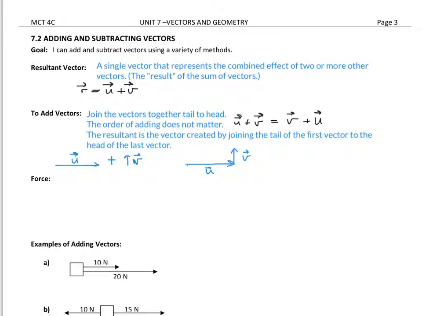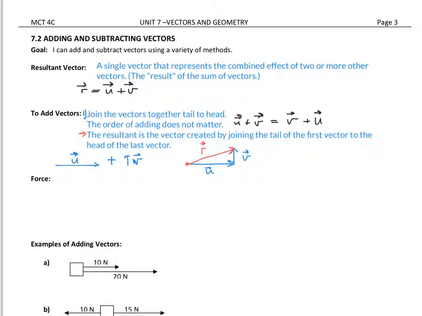So now I've done step one in this instruction here. I've joined my vectors together tail to head. My resultant vector, so right here, the resultant vector is the vector created by joining the tail of the first, so I'm looking at the tail of vector u, to the head of our last vector. So I only had two vectors in this case. I want to join that tail of vector u to the head of vector v. So my red vector I've drawn in here is my resultant vector. Okay, that represents my u plus v.